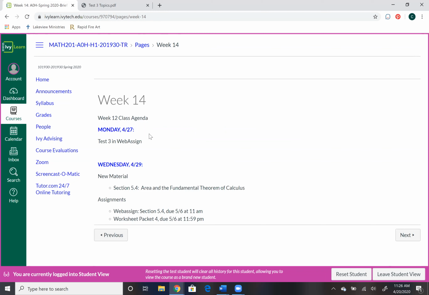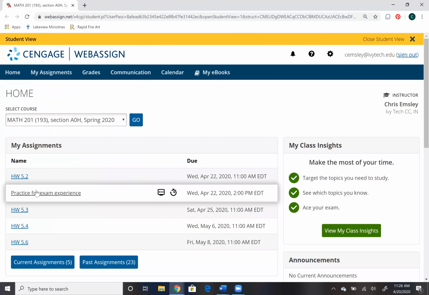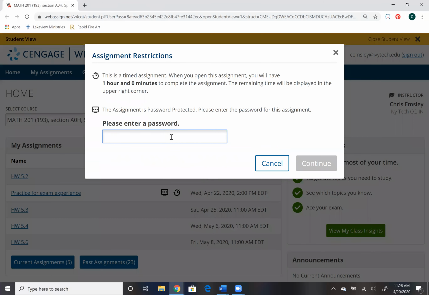So it's on WebAssign, you said? Yes. It'll show up just like this. It doesn't show up yet, but it will show up just like this practice exam. It will be one of your assignments that's going to pop in here, and you'll have to type in a password, and then it'll look similar to your WebAssign homework. You need to make sure you are writing out the problems on your scratch paper though.